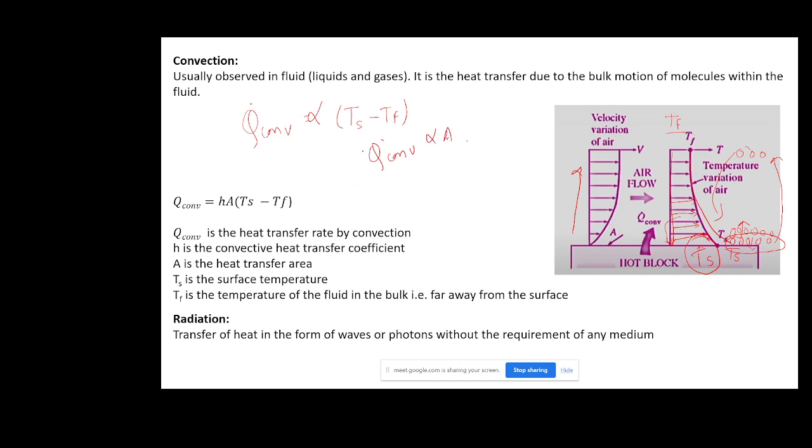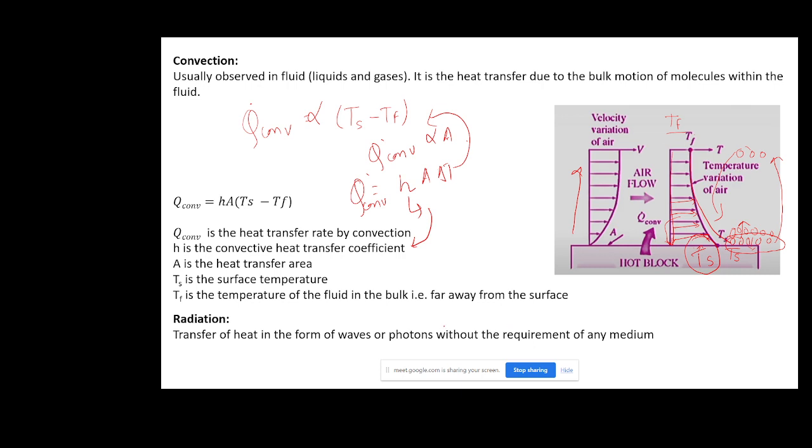Now to club these two equations and remove the proportionality constant, the convective rate of heat transfer equals H A delta T, where delta T is Ts minus Tf, and H here is the overall convective heat transfer coefficient, which is the proportionality constant.